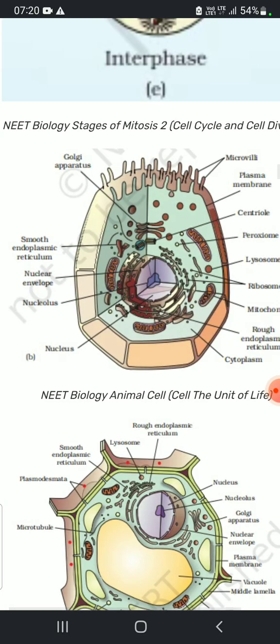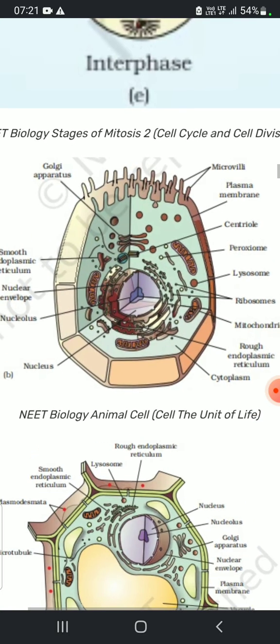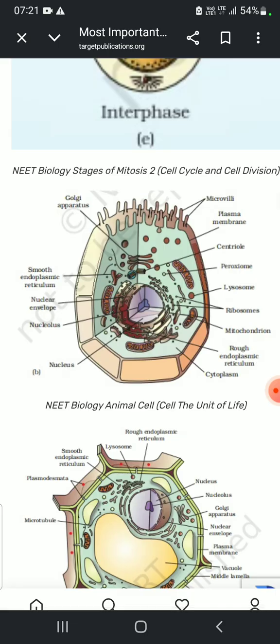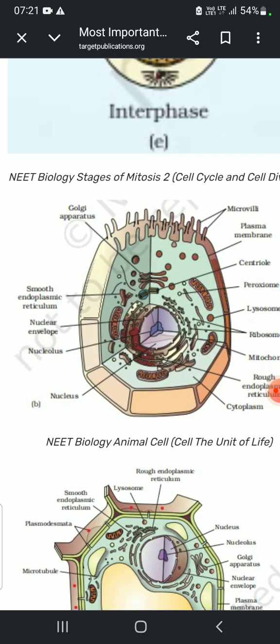Next is a neat biology animal cell diagram. So we can see here cytoplasm, then centrally we have nucleus, then the dark blue colored shape is the nucleolus, and surrounding the nucleus is the nuclear envelope. Then we have the Y-shaped structure which can be seen in the diagram, which is smooth endoplasmic reticulum.